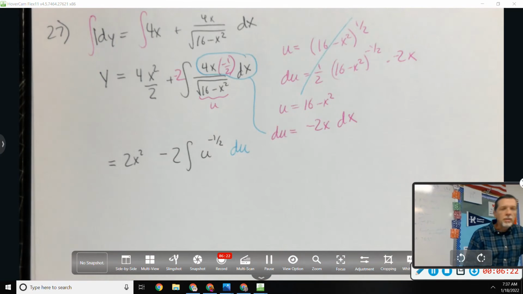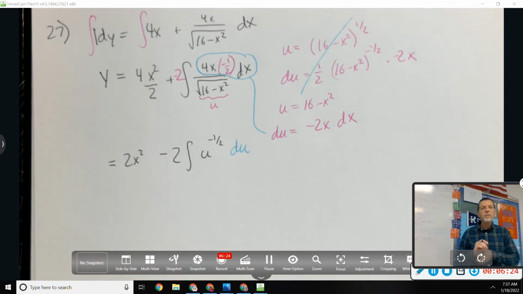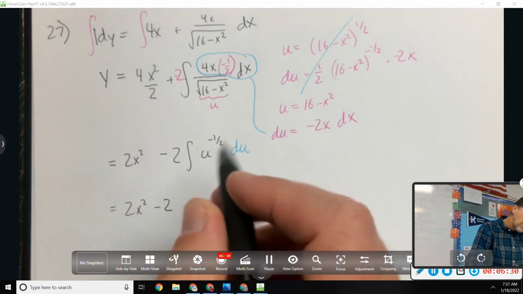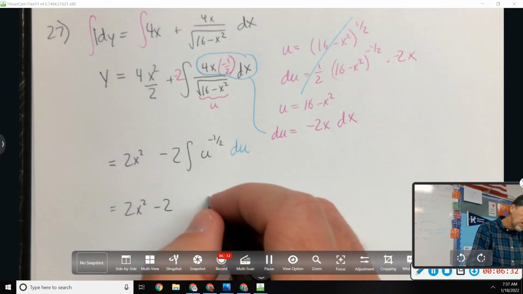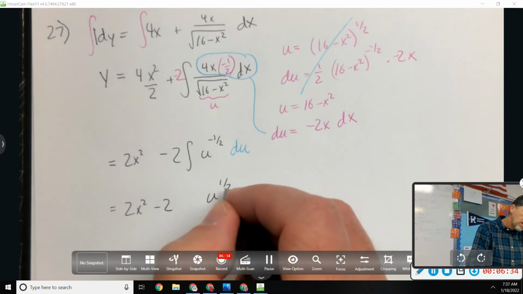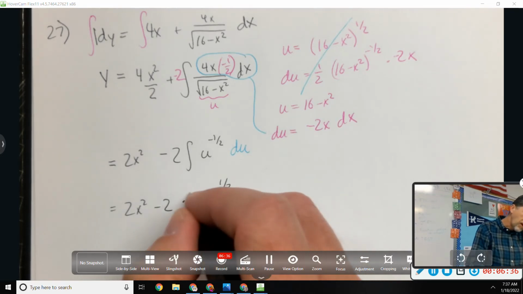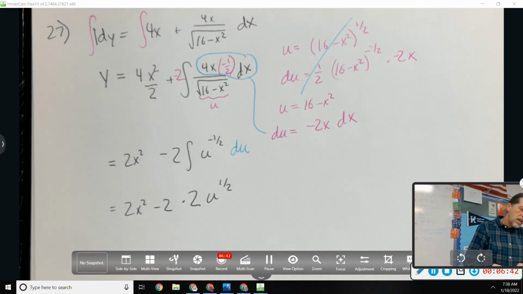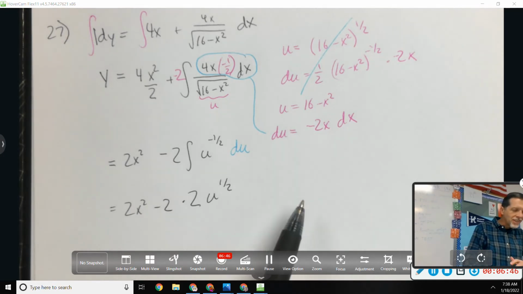And I guess I need to be careful. I don't want to forget the rest of this problem. So increase the power by 1. Divide by the new power. So divide by 1/2 is multiplied by 2. And I'm going to get lazy and not put the plus c on until the end.